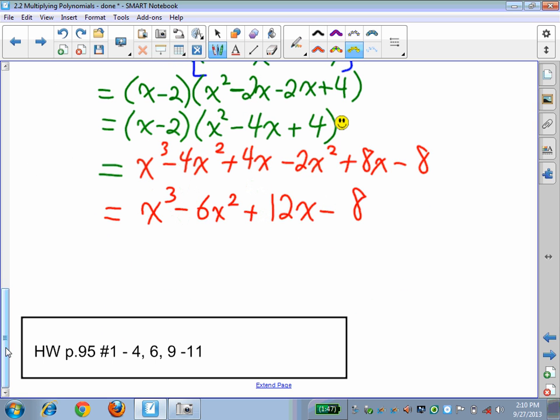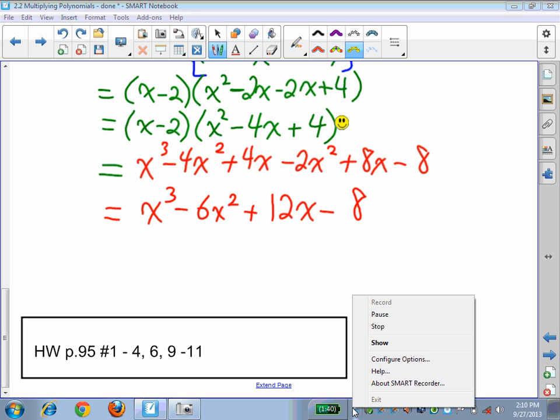Here ends our lesson for 2.2. The homework today is page 95, numbers 1 to 4, 6, 9 to 11. Again, see me in class if you have any troubles with this lesson. Have a great day today.